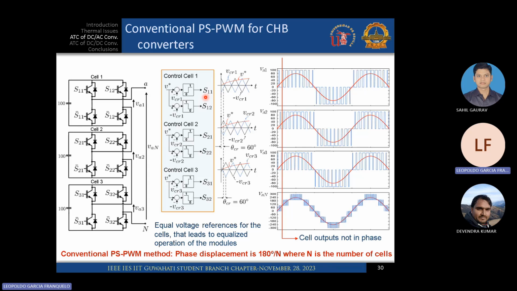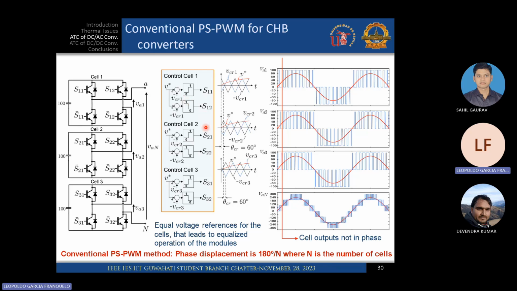So when we close this one, we open this one, same for this. Then we use a carrier like this, with 180 degrees of carrier displacement, and we get something with 3 levels. This is well known, I hope. So if we do the same with the others, then we will get a summation of 3 levels.